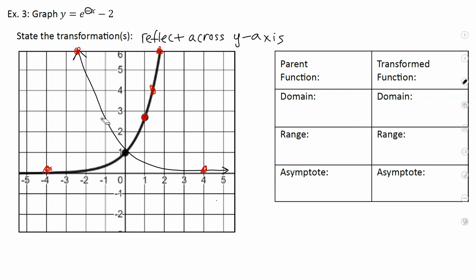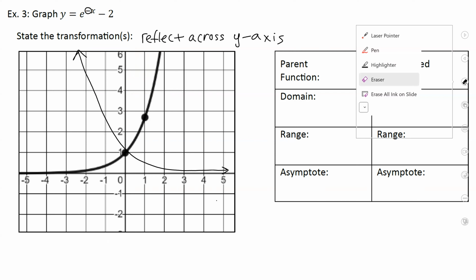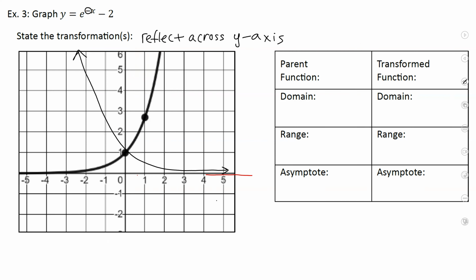However, let's add some more things to it. What else happened in our transformation? Down 2. So guys, take your asymptote. Here's your asymptote right here. Move it down 2 spaces. So you should be down here now. Everyone draw that asymptote. We're going to scoot our graph down to our asymptote. So now we reflected across the y-axis and we moved it down 2. So it looks like this. Okay, so that's our final graph.